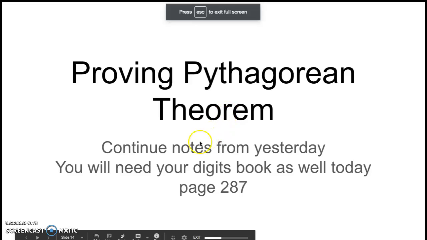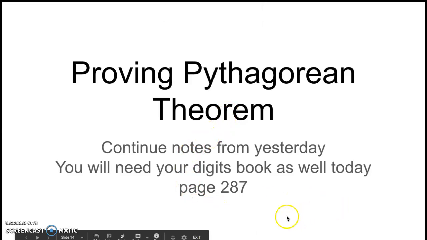Okay, so today we are continuing proving the Pythagorean theorem. Just a note, you're going to continue your notes from yesterday, but you will need your digits book today as well. So we're going to start on page 287 in just a minute.